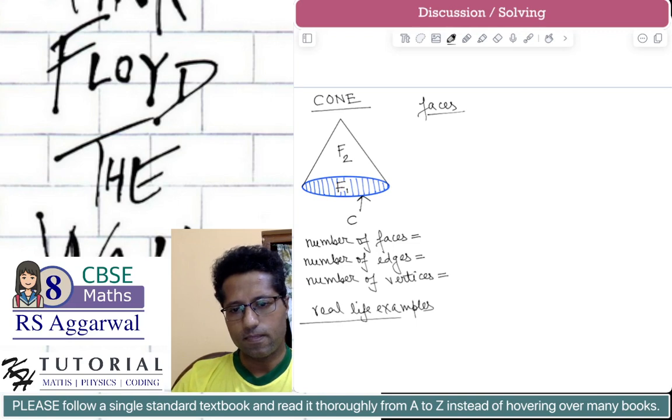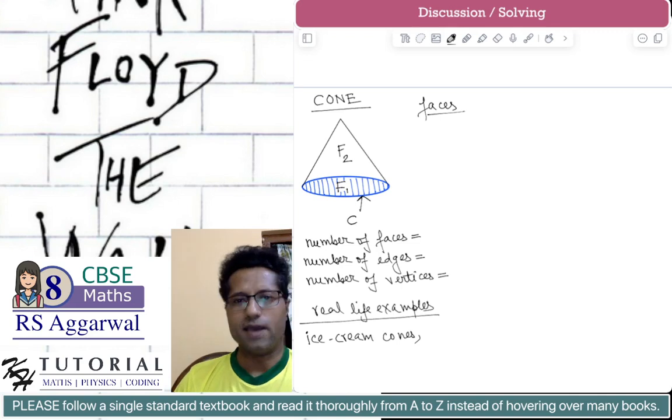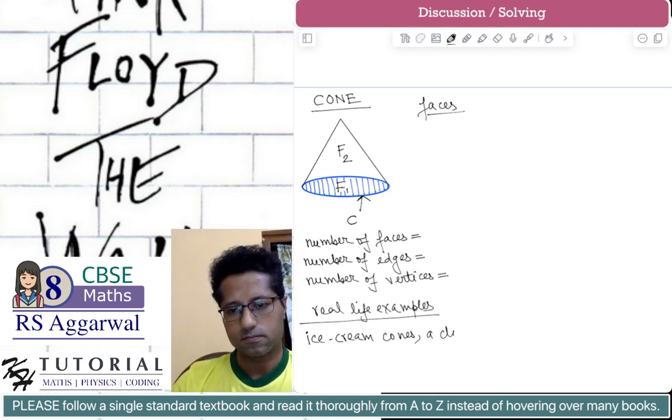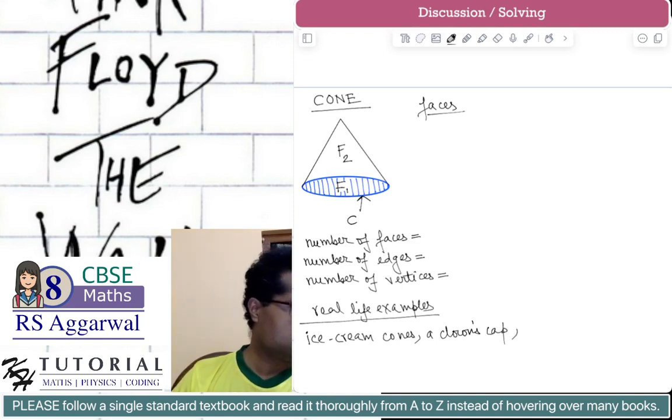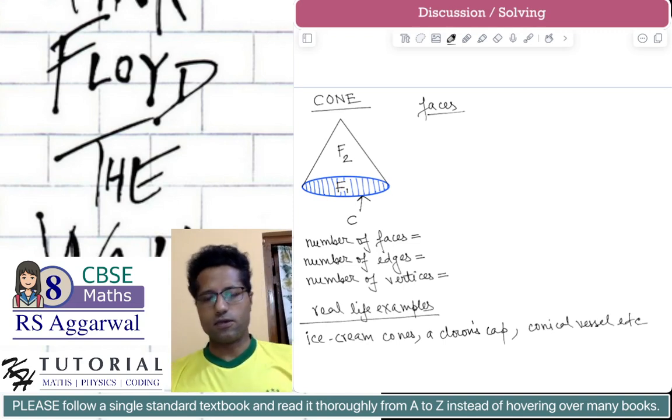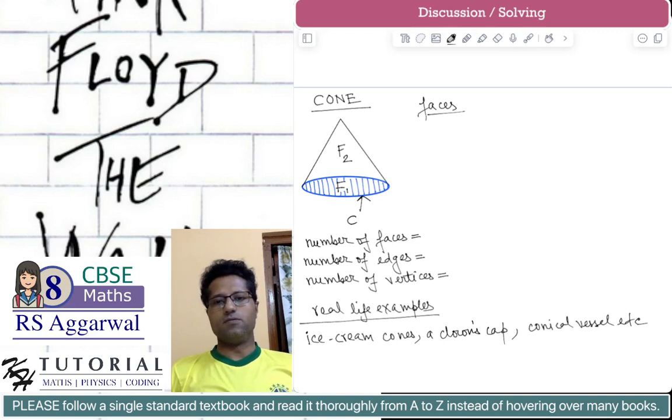The first thing that of course comes to mind is ice cream cones. Also a birthday hat, not birthday hat, what is it called, a clown's cap, ice cream cones, and a conical vessel. So these are some of the real life objects that have a shape similar to a cone.